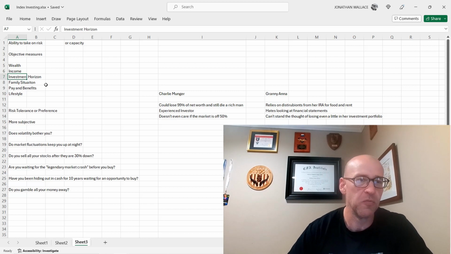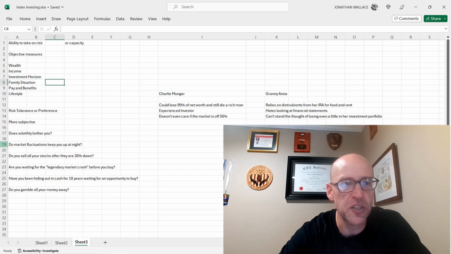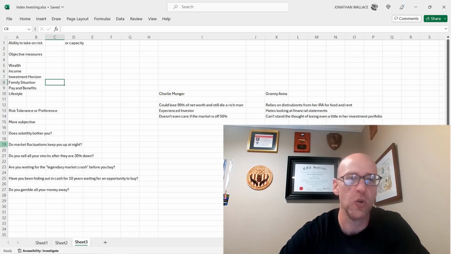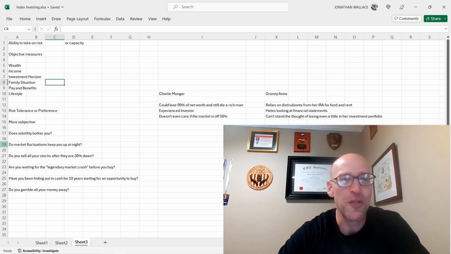Family situation. If you come from wealth, or if you're going to receive a large inheritance, of course, nothing's ever guaranteed, or you're going to inherit land or the family business, you probably have the ability to take on more investment risk. If you're not going to get anything, then you probably have less ability to take on risk.